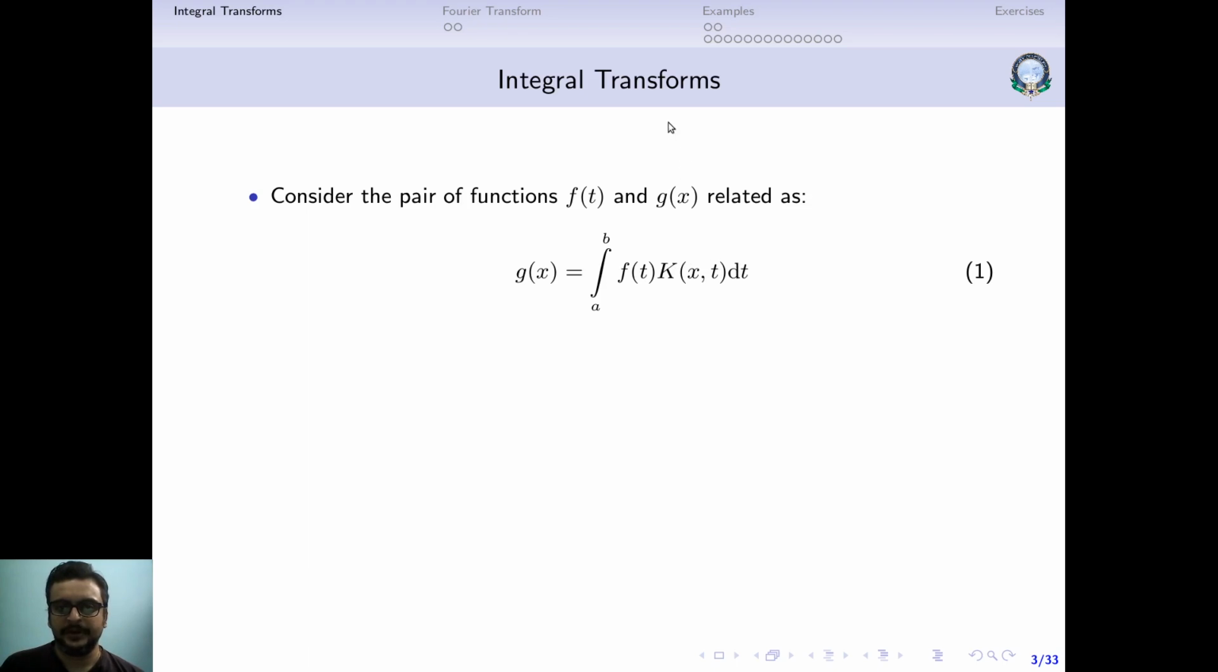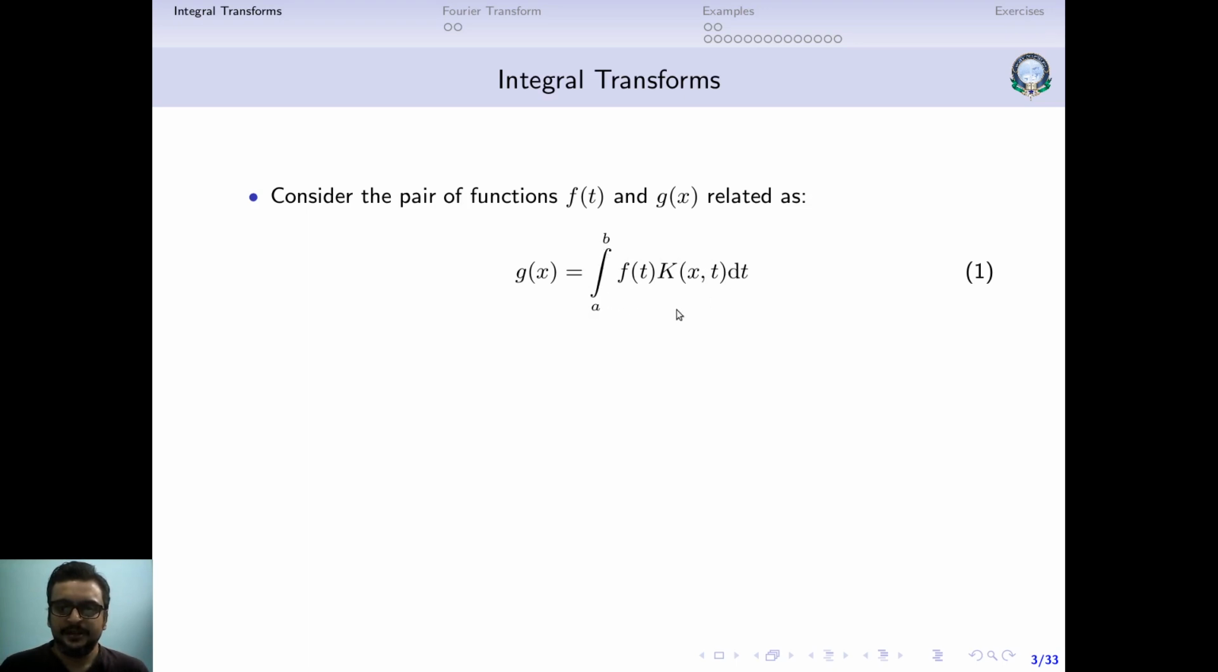Remember, integral transform means you are trying to transform from one space to another space. You are trying to go from the t space to the x space. So this function is a function of t alone, and this is a function of x alone. We have another function k, and that function is a function of both x as well as t. So we multiply this function k with f of t, and then we integrate this product between a and b with respect to t.